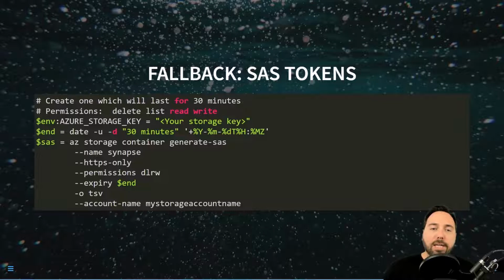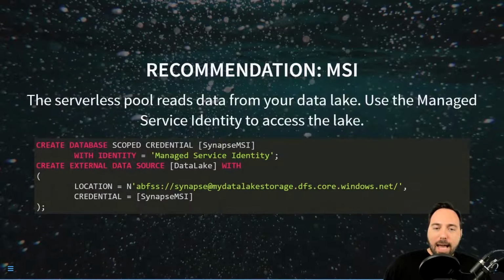So if you do want to create a SAS token, there's a pretty easy way to do it using the AZ CLI. I've got an example here where we're creating one for Synapse, forcing HTTPS. We'll let you list the directories. We'll let you read and write anything in there, and it expires in 30 minutes. Nothing too crazy, but this will give you a SAS token that you could use and feed it in instead of identity equals managed service identity.